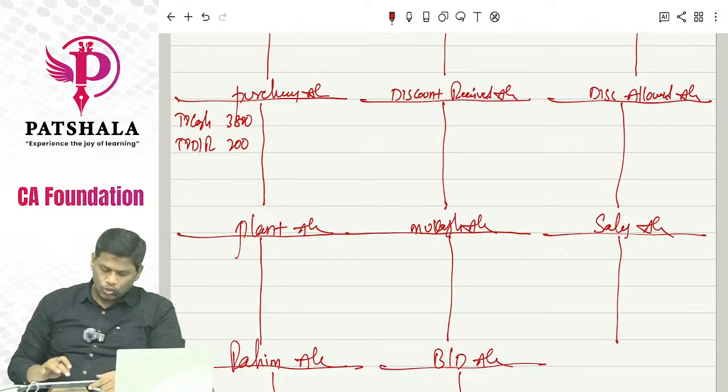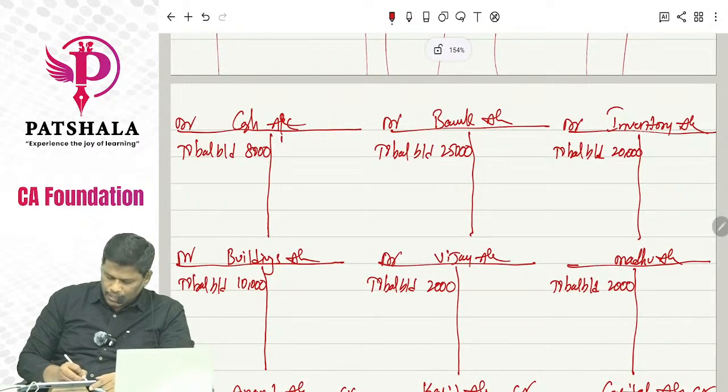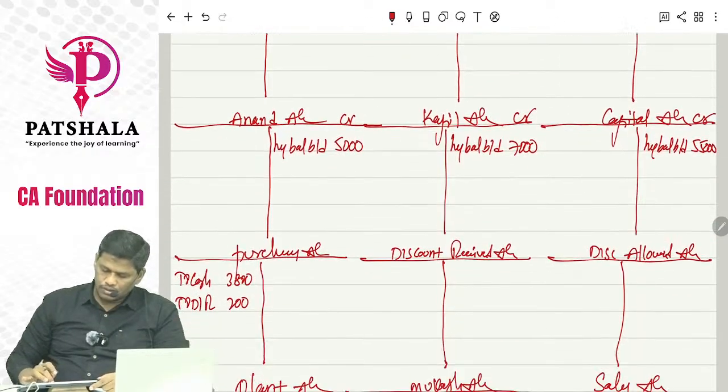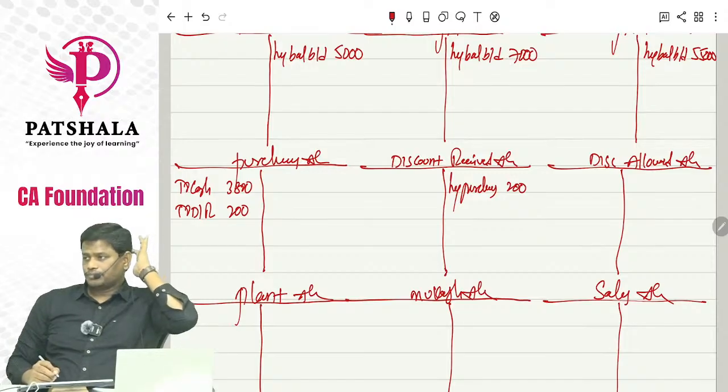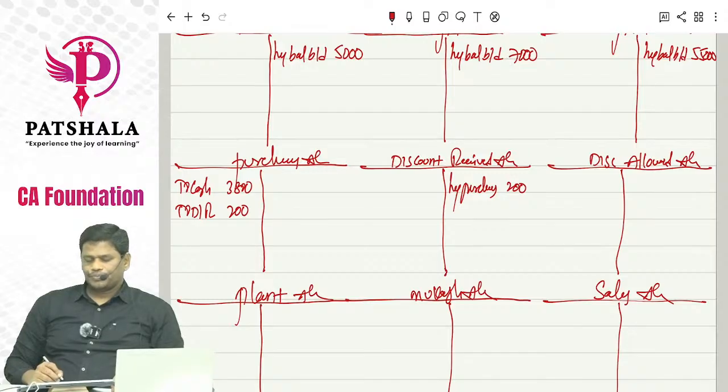Then go to cash account, right? By purchases 3,800. Go to discount received account, by purchases 200. Go to purchase account, to cash 3,800, discount received 200. Go to cash account, by purchases 3,800, and go to discount received account, by purchases 200. Okay? Posted? Good.